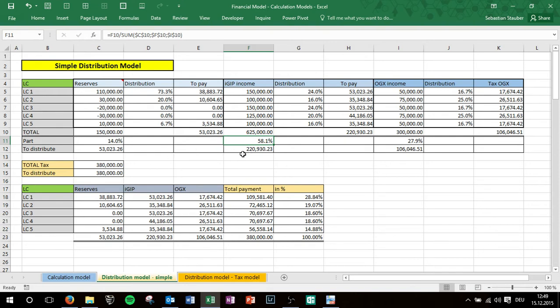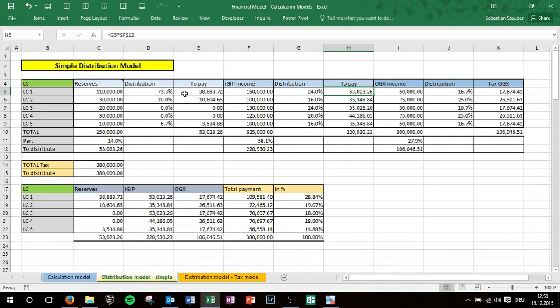Okay, how to do that? Now you know 58% of these three numbers, and you need to distribute 220,000 according to this formula. Now you know the number you need to distribute per LC in this variable category. For example, LC1 has a lot of money, and so 150,000 divided by 625,000 gives you this percentage, and in the end you can calculate how much money this LC needs to pay in this category.